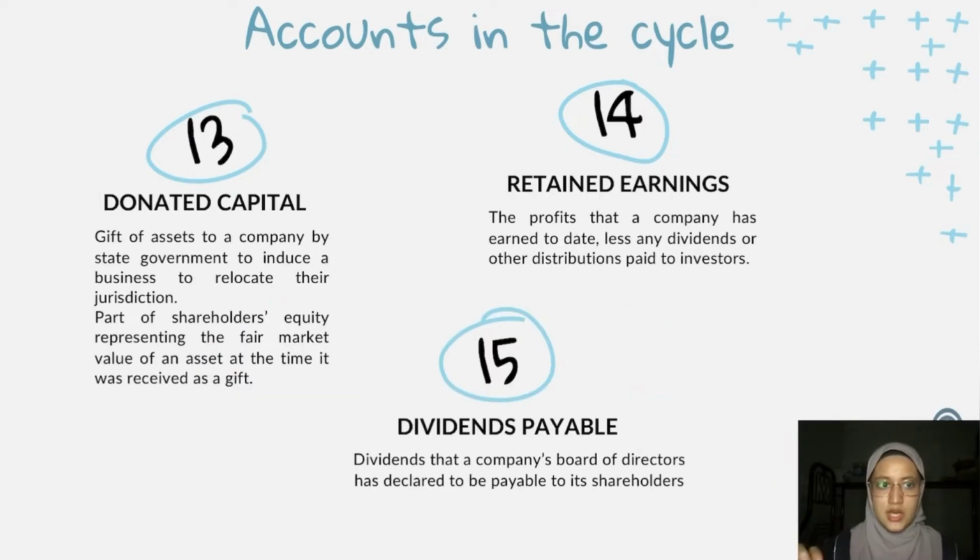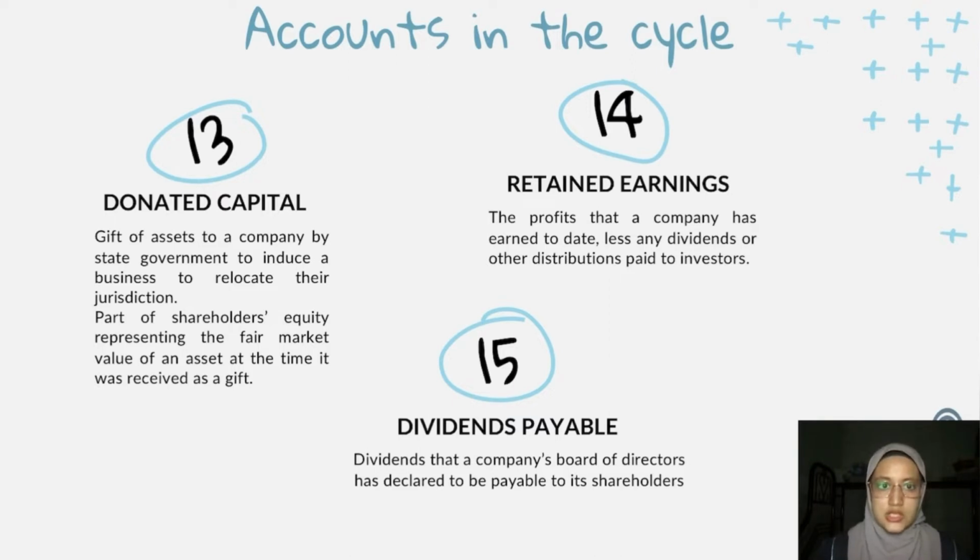Number 13 is the donated capital. It is a gift of an asset to a company, usually by the state or local government, to induce a business to relocate to their jurisdiction. It is also a part of shareholders' equity, representing the fair market value of an asset at the time it was received as a gift.